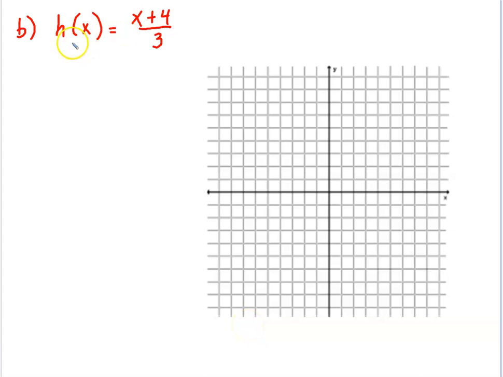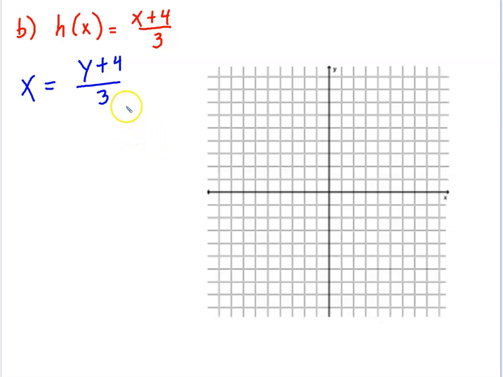So once again, my first move here is to find the inverse function. So I'm going to switch places with x and y. This is really y, okay? Just treat it like y. So I'm going to say x equals y plus 4 over 3. Switch places with x and y, and then step 2 is solve for y.